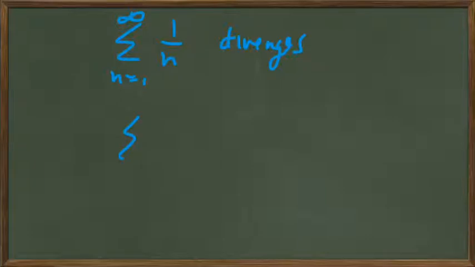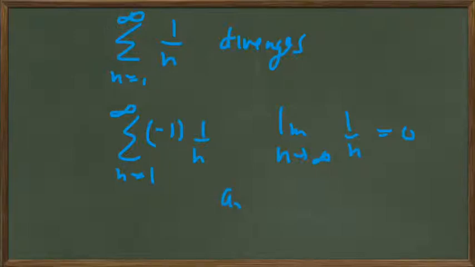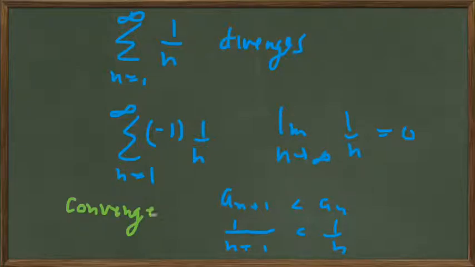however the alternating harmonic series satisfies these two criteria for conditional convergence, because the limit as n goes to infinity of a n is clearly or easily seen to be 0, and a n plus 1 is 1 over n plus 1, and it's easy to see that that's less than a n, which is 1 over n, because it has a bigger denominator. So the alternating harmonic series converges, or is said to converge conditionally.